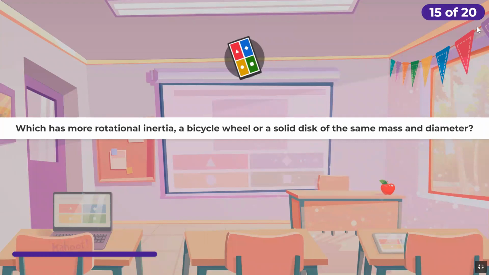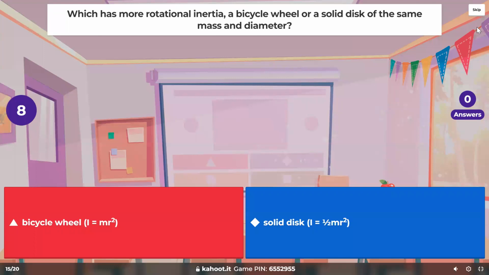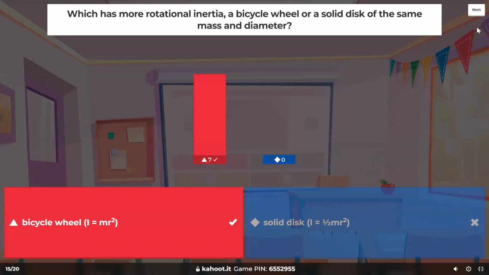Which has more rotational inertia, a bicycle wheel or a solid disc? Let's say same mass, same diameter. Yeah, bicycle wheel. Okay. In fact, it has exactly twice the rotational inertia.